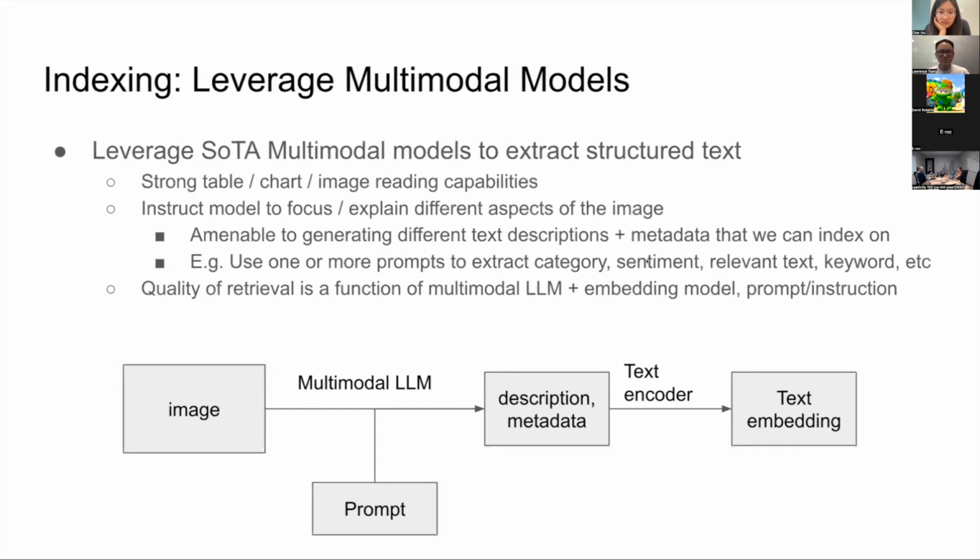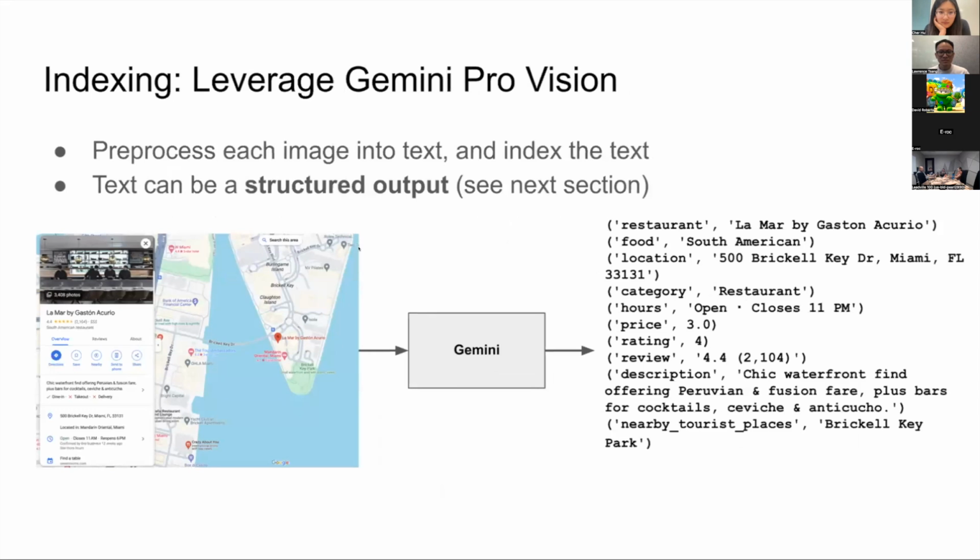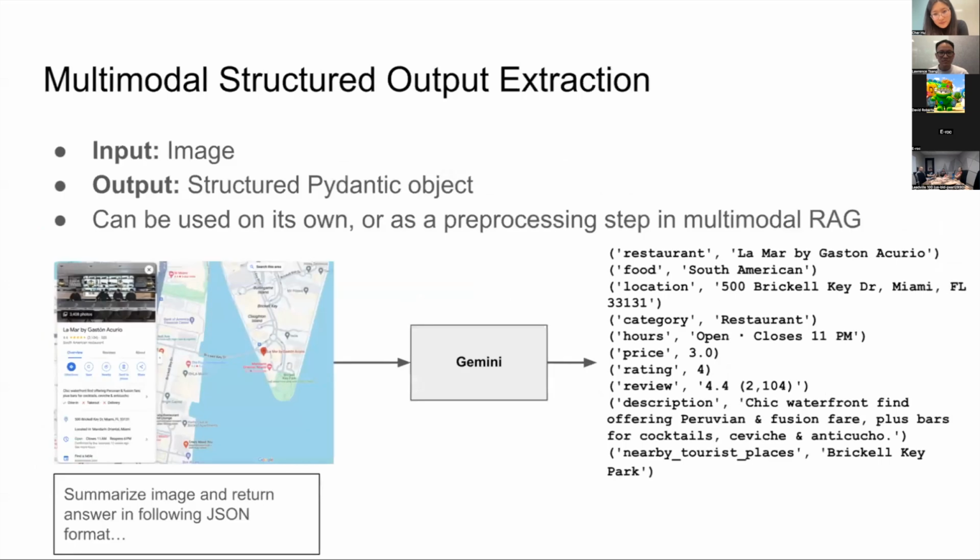And Hao-Tian will show that in the demo. An example from this notebook is, you take a Google Maps screenshot of some restaurant in Miami, feed it into Gemini Pro Vision, and then you specify in the input prompt that you want to extract a restaurant Pydantic object, and this is the Pydantic object that you get. Great, so we'll show that very shortly.